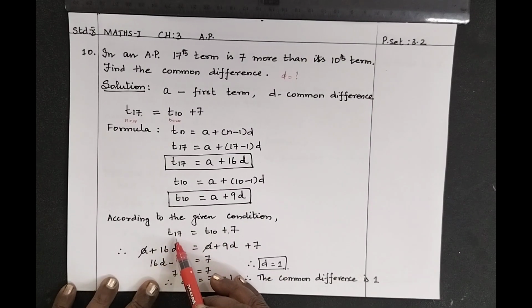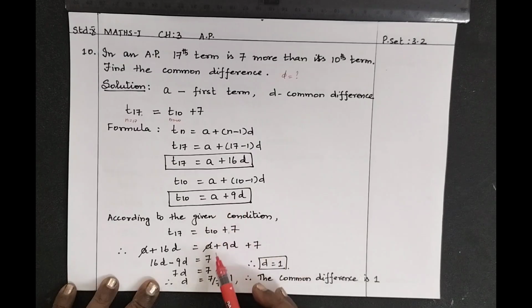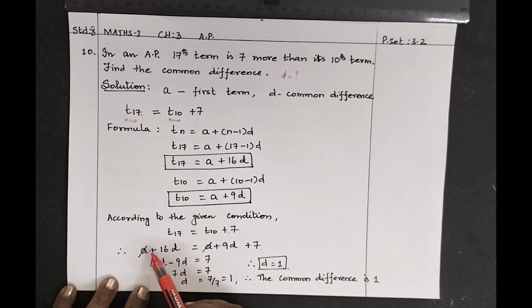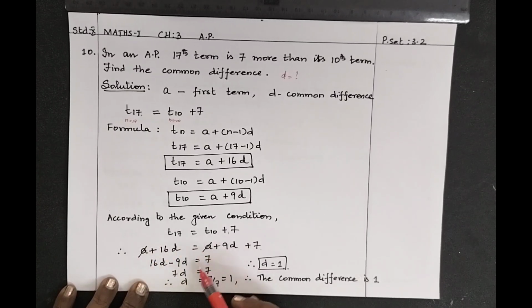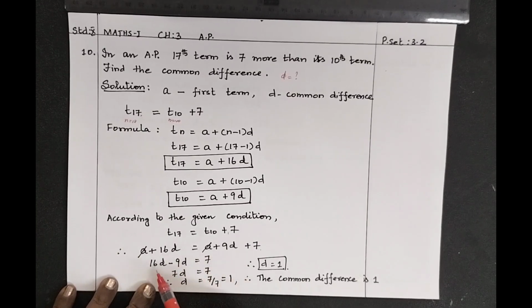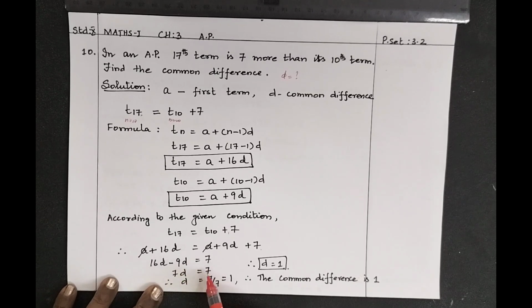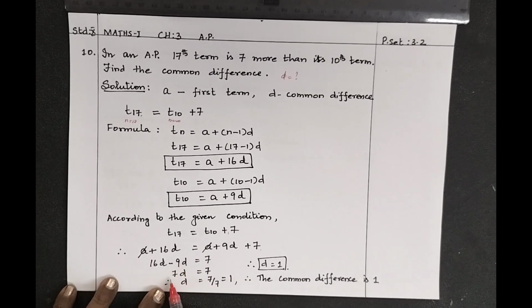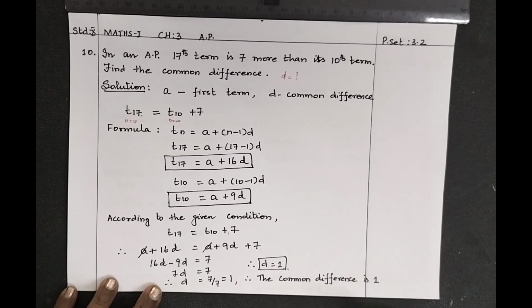So let us substitute here. Instead of T17, write a plus 16d, which is equal to, now T10 is what? a plus 9d plus 7. Now let us cancel this a and a, because when we bring it to this side, this will become minus a. So we can cancel it. Then 16d, and this plus 9d, when we bring it to the left hand side, this will become minus 9d, which is equal to 7. So 16d minus 9d is 7d, which is 7. Therefore d is equal to 7 upon 7, which is equal to 1. d is 1. So this is the common difference. Therefore the common difference is 1. That's all, my dear children.